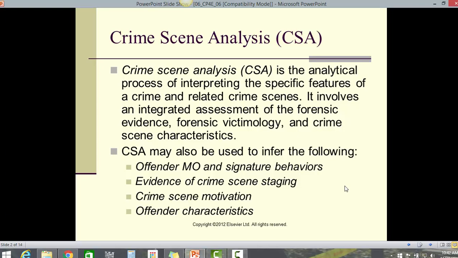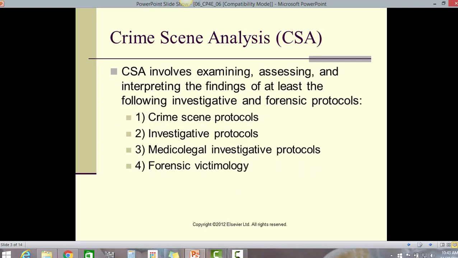Crime Scene Analysis, CSA. Crime Scene Analysis, CSA, is the analytical process of interpreting the specific features of a crime and related crime scenes. It involves an integrated assessment of the forensic evidence, forensic victimology, and crime scene characteristics. CSA may also be used to infer the following: offender modus operandi and signature behaviors, evidence of crime scene staging, crime scene motivation, and offender characteristics.